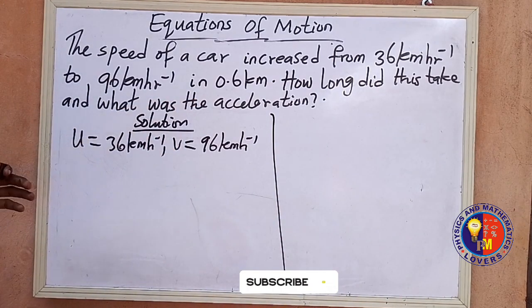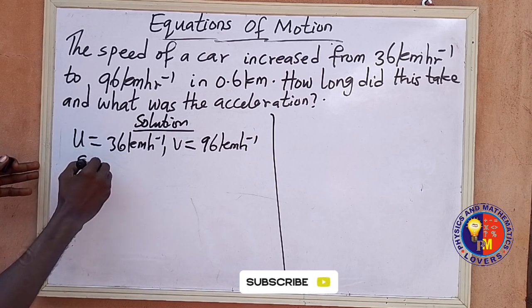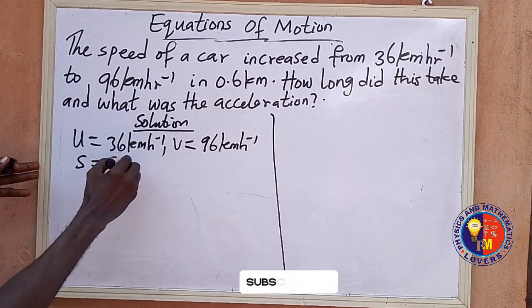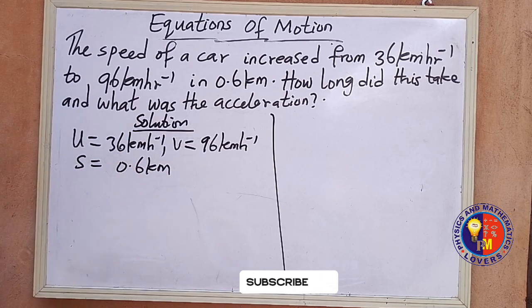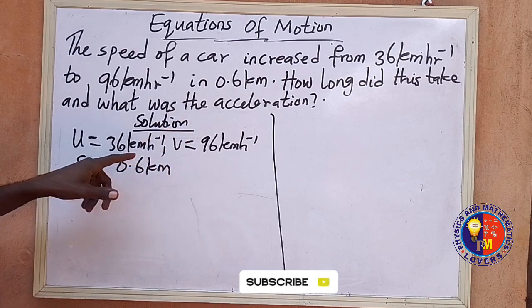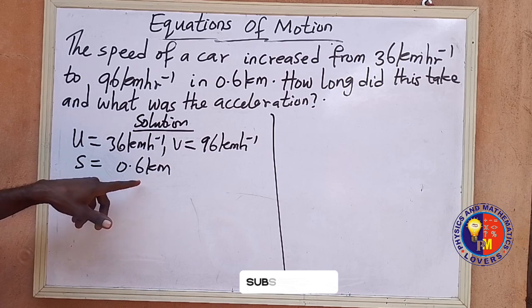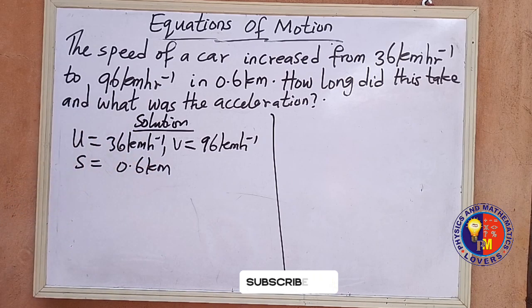Then we have our distance, of course. What is our distance? Distance, which is your s, is equal to 0.6 kilometer. Now if you notice one thing, the unit is in the other SI unit. Since we're having kilometer per hour, and here the distance is also given in kilometer, so we don't need to convert to the standard unit, which is meters per second square. So we just have to leave it like this.